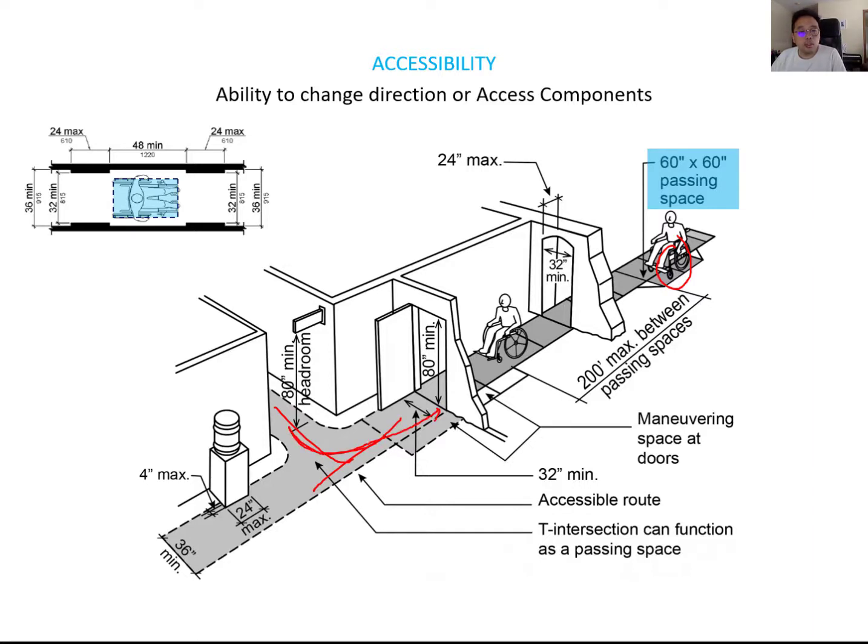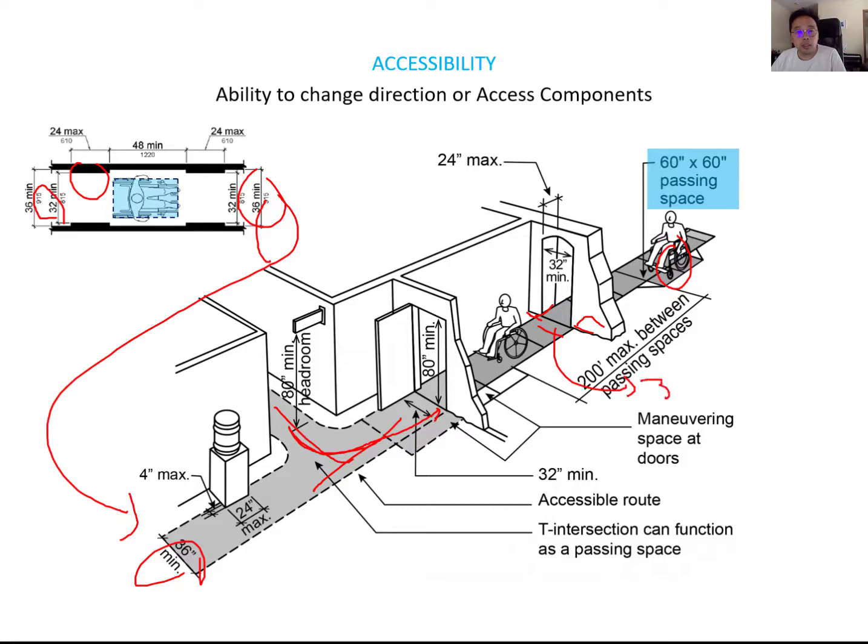Also remember this dimension, 36 inch minimum passageway width, starting from the minimum clear floor space. And you also remember when you're having the extrusion out, especially because of a door, it has to be more than 32 inches. So this dimension has to be more than 32 inches. In this case, you also understand the minimum door width. Door width has to be more than 32 inches.